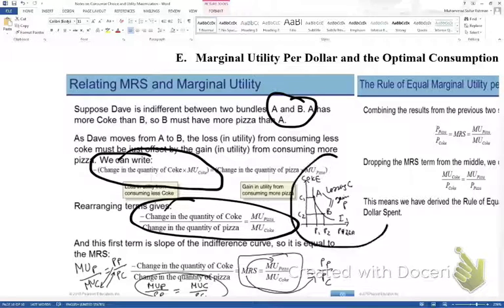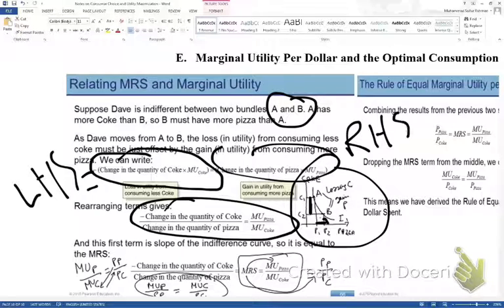You can see this graphically as well. When you move from A to B, you give up Coke and you gain pizza. So the condition that you're seeing on the left hand side basically shows the loss in utility from C1 to C2, and the right hand side tells you the gain in utility from moving from P1 to P2. When you reorganize this, you get an equilibrium condition that says the change in quantity of Coke divided by the change in quantity of pizza is equal to the ratio of the marginal utility of pizza and Coke. Stop here for a moment.